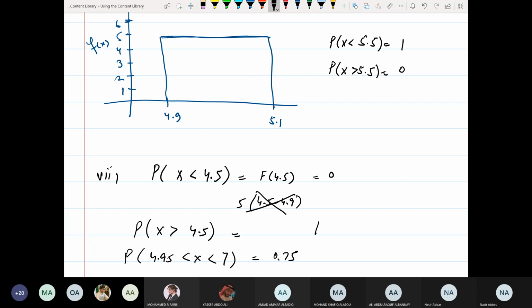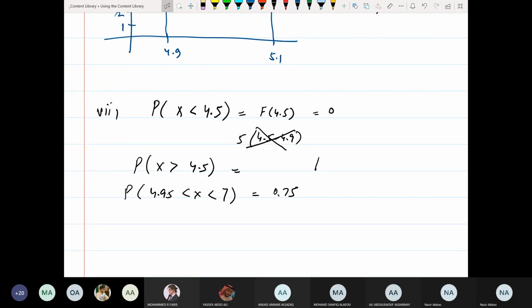Don't plug in the value 7 in the CDF. You will get something wrong, because x cannot be more than 5.1, so the interval from 5.1 up to 7 is useless. So this is equivalent to the probability of x between 4.95 and 5.1. Forget about the remaining part.